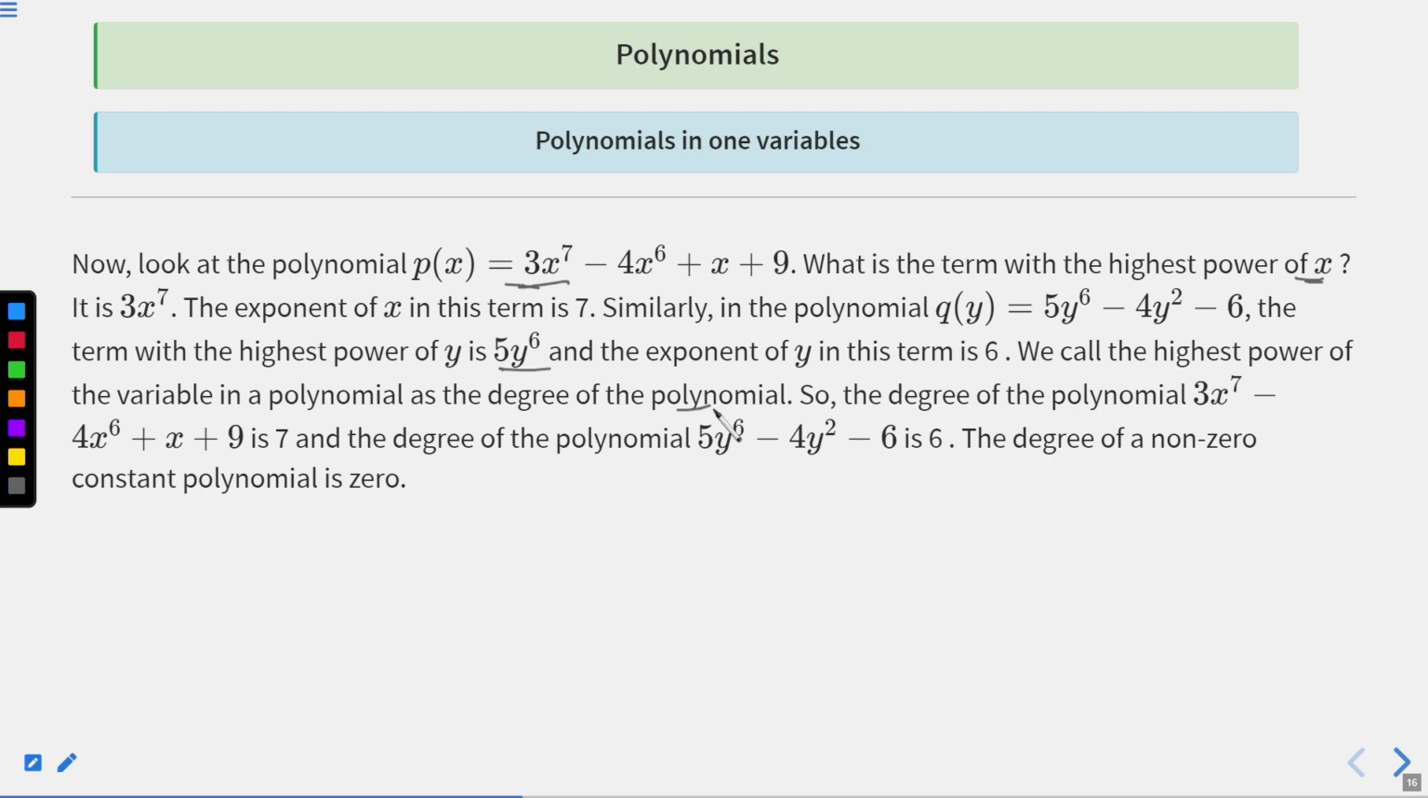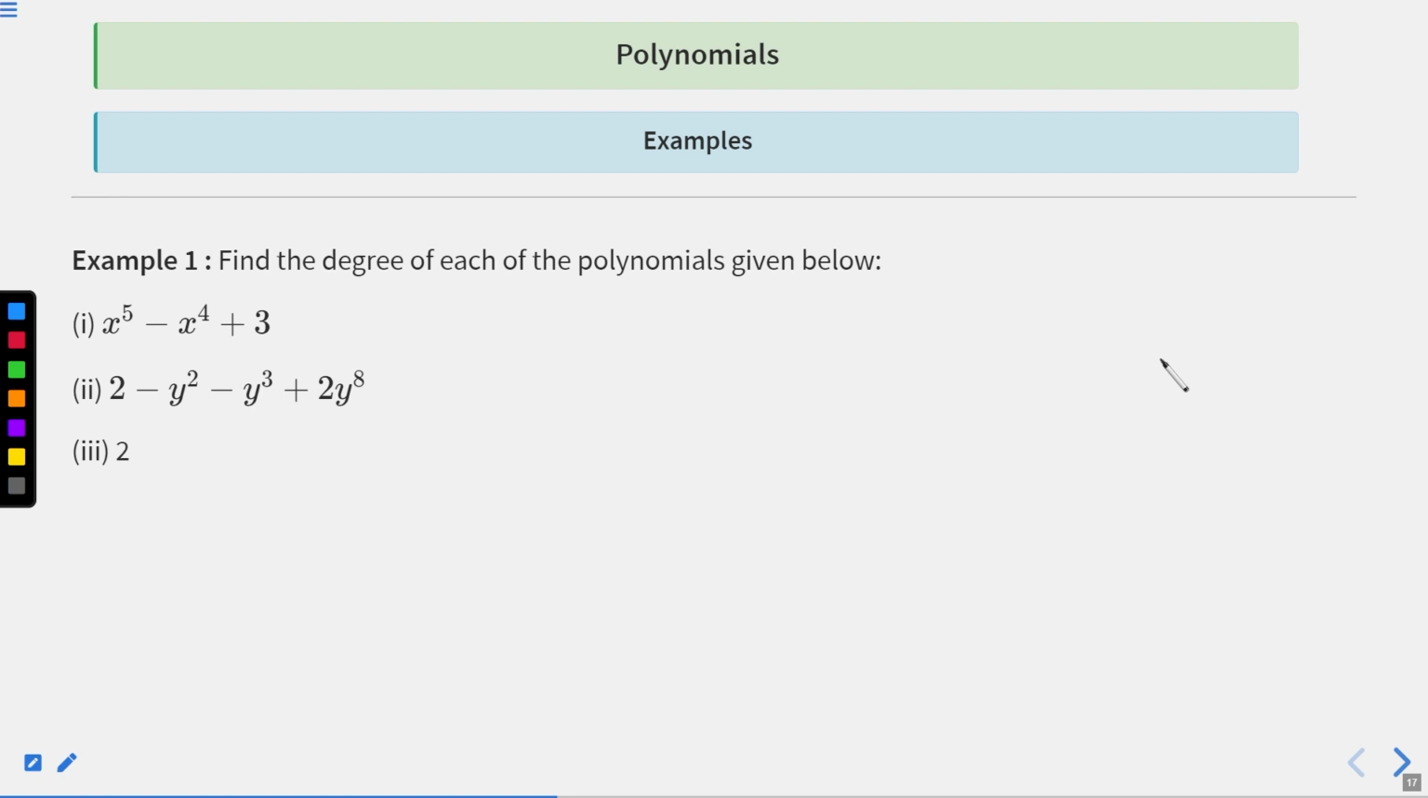So the degree of the polynomial 3x to the power 7 minus 4x to the power 6 plus x plus 9 is 7, and the degree of the polynomial 5y to the power 6 minus 4y to the power 2 minus 6 is 6. Okay, so the degree of a non-zero constant polynomial is 0. So note it down. The degree of a non-zero constant polynomial is always 0. And also note that the highest power of the variable in a polynomial is called the degree of the polynomial.